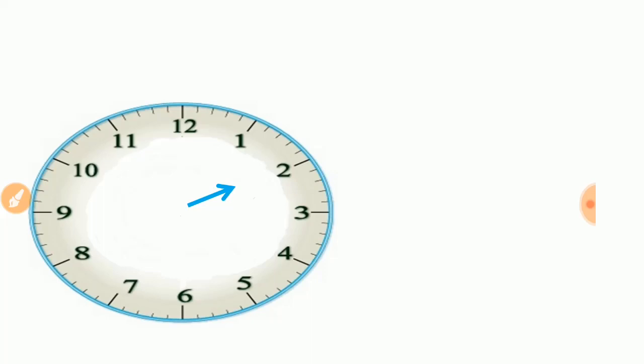So if the time is 2 o'clock, it looks like this, and the minute hand will slowly move from 12 to 1, then 1 to 2, then 2 to 3, then 3 to 4, like that. So when the minute hand is moving from 12 to 4, definitely the hour hand will also move accordingly.